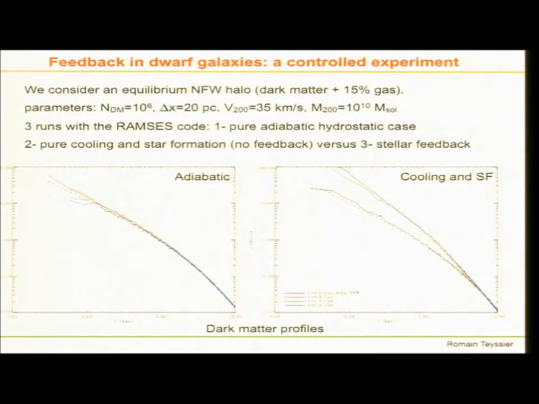So what we did was to run this simulation using an isolated equilibrium NFW halo. And so to check that our setup is consistent, we run an adiabatic simulation over 2 gigayear, and checking that this was indeed completely stable, both in the gas and the dark matter component. Then we run a second case with only cooling and star formation. And as time progresses, basically in this plot showing the dark matter density profile as a function of radius, we see that we have a very strong adiabatic contraction of the dark matter due to the formation of a very dense stellar disk. And then we run the same simulation, this time with this new stellar feedback implementation.